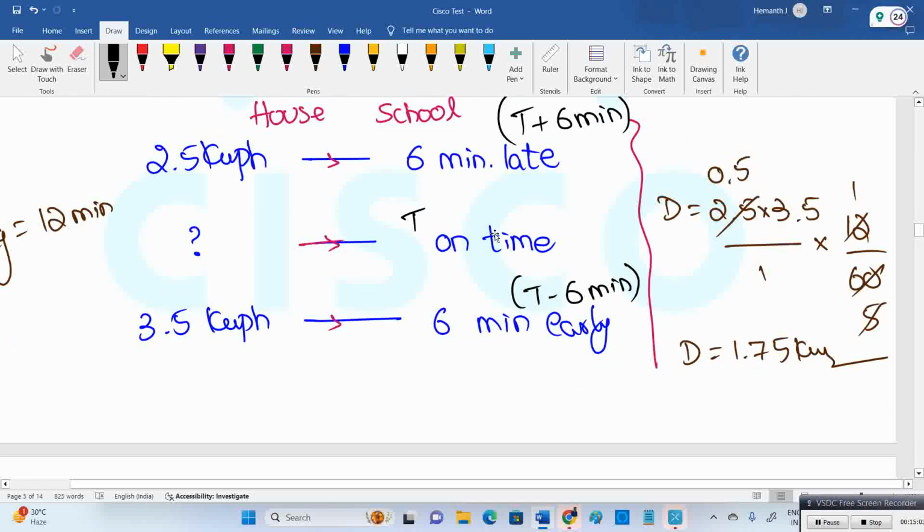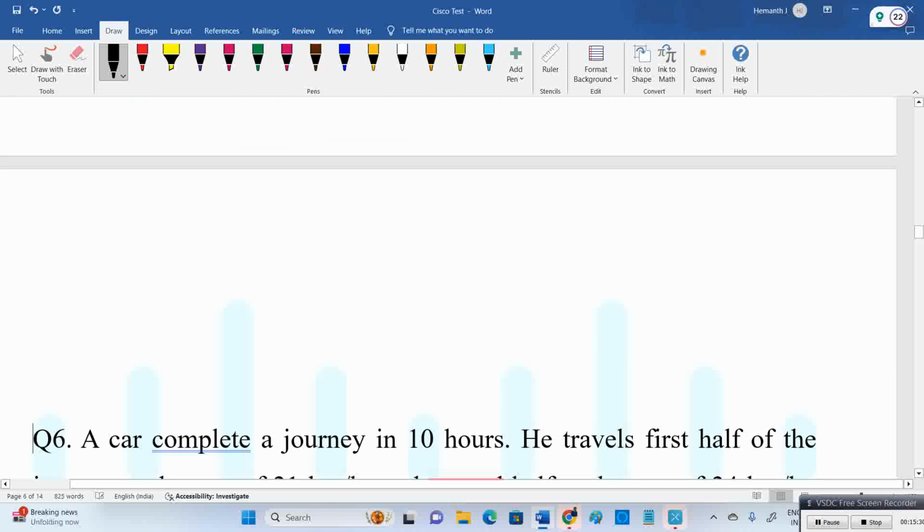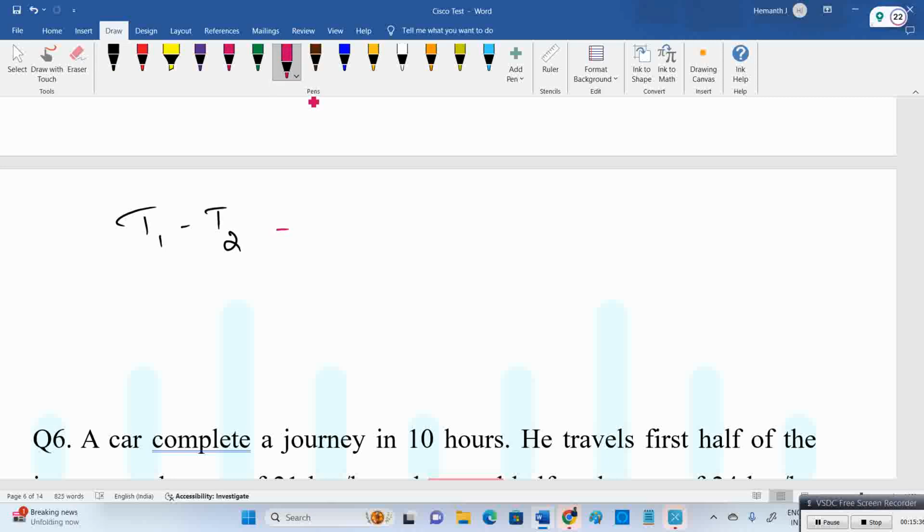See, distance is constant in all these cases. First one, distance is how much? Distance D, speed is 2.5, time is t plus 6. Next one, speed is 3.5, time is t minus 6. Now here I'll just go ahead with T1 minus T2, two timings difference. If you want to know how that formula came also, this is the thing. First one is taking more time, late, right? T1 minus T2 is nothing but 12 minutes.